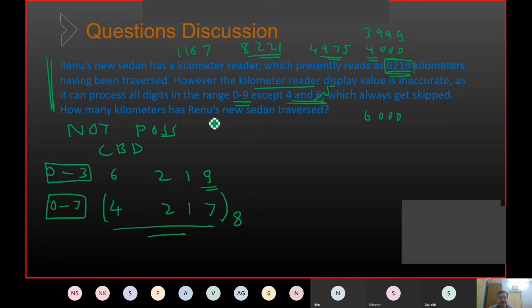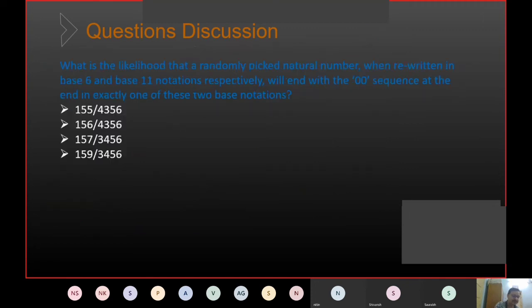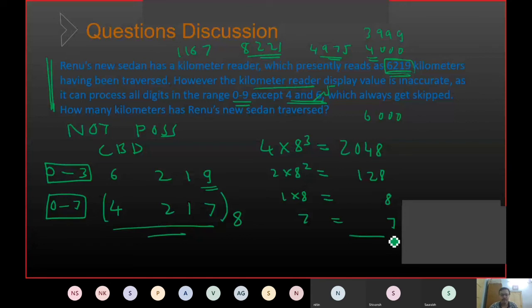Whereas the actual reading I need is in base 10. So what do I do? 4 into 8 cube, that is 2048. 2 into 8 square, that is 128. 1 into 8, which is 8. 7, which is 7. So 2048 plus 128 plus 8 plus 7 comes out to be 2191. This is your reading in base 10. Is it clear? Any questions, anybody? I see everybody gave a different answer. Any questions, anybody?